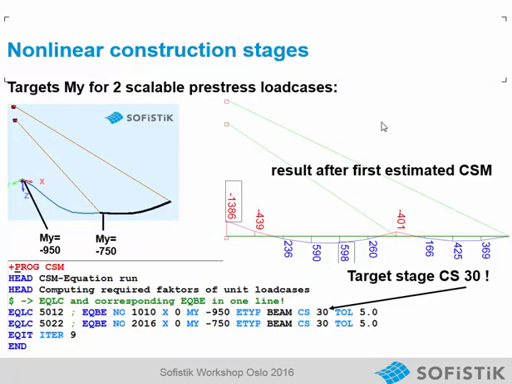Now in our CSM optimization we again choose the bending moment as a target, so we want a good bending moment here at the start and a good bending moment at this position. If we start our analysis with the first estimated CSM, we get other values, maybe here only 400. The CSM input is now quite clear. We have two scalable load cases of the pre-stress and two targets of the bending moment.